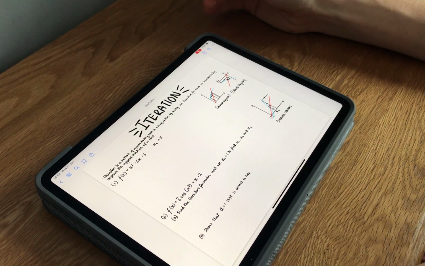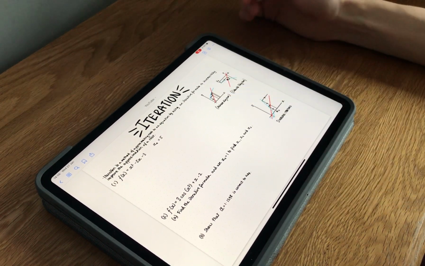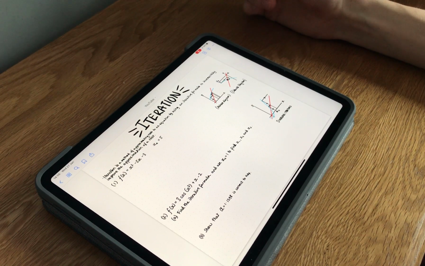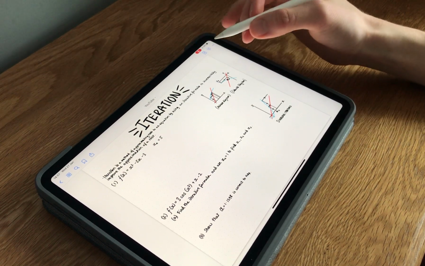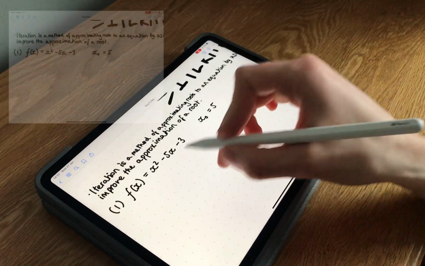Iteration is a method of approximating roots to an equation by using an iterative formula to incrementally improve the approximation of a root. Note how here at the top it says an iterative formula and not the iterative formula. There is no specific formula, you just work it out with every question that you get given. Here I've got this question.